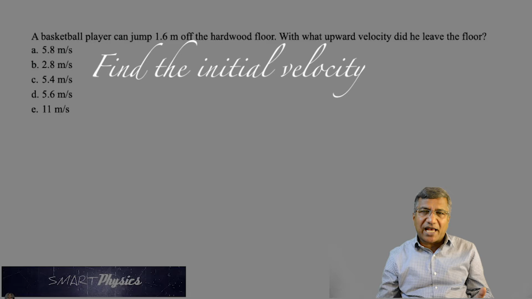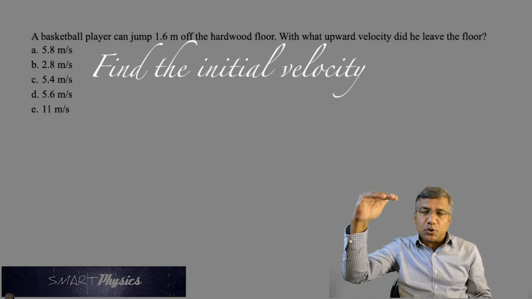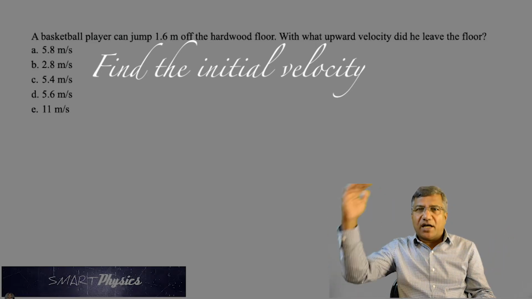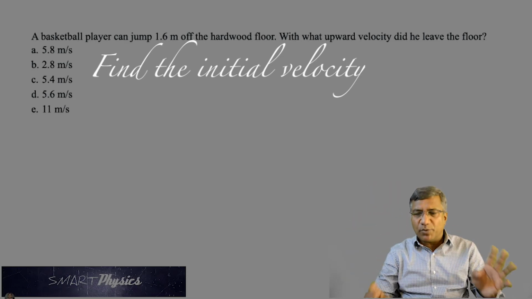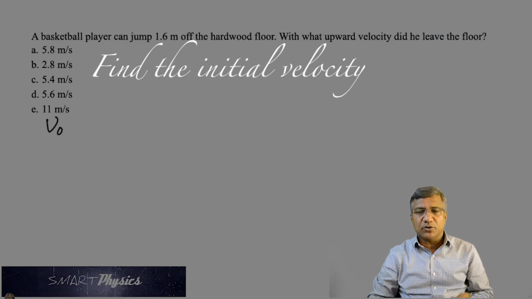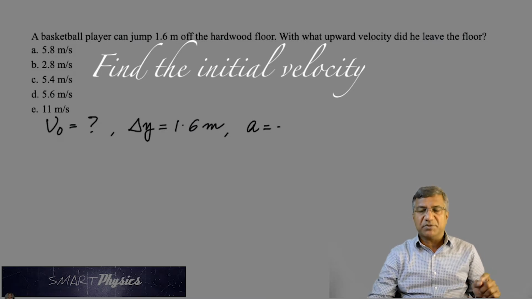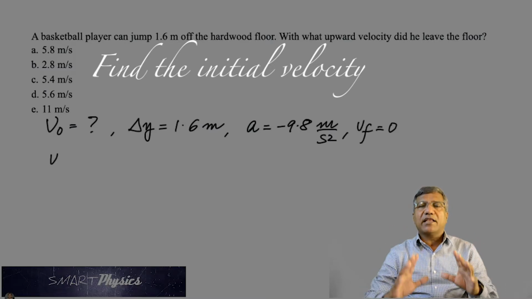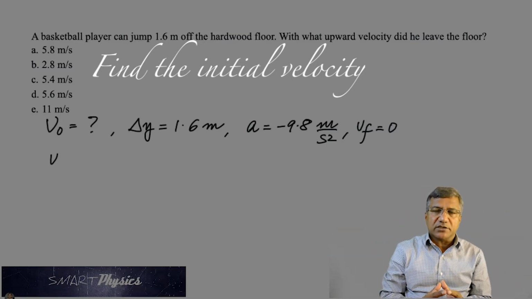When he jumps, at the highest point his velocity becomes 0. When you throw any object up, at the highest point, the velocity of the object becomes 0. Yes, so we have all the 4 quantities. Let me list those down. We're looking for V0. Delta y is 1.6 meter. Acceleration is negative 9.8 meter per second squared. And we know that the final velocity at the highest point is 0. Now let's look at the equations again.